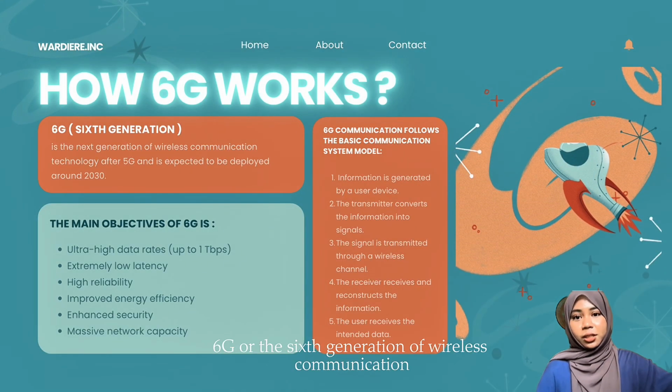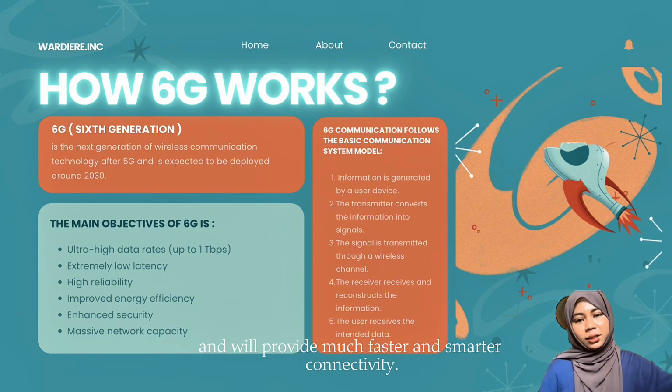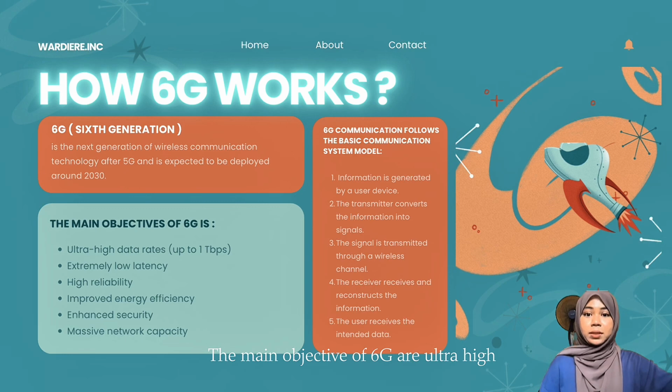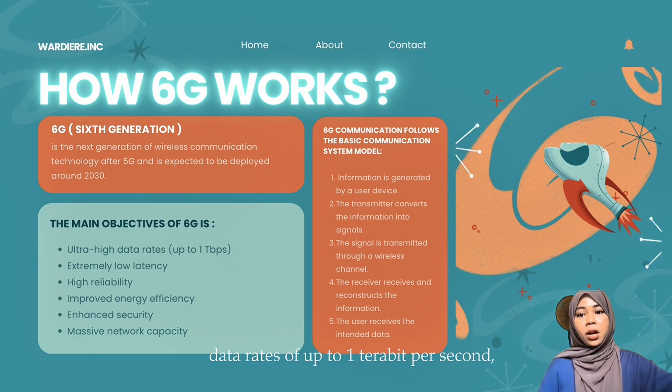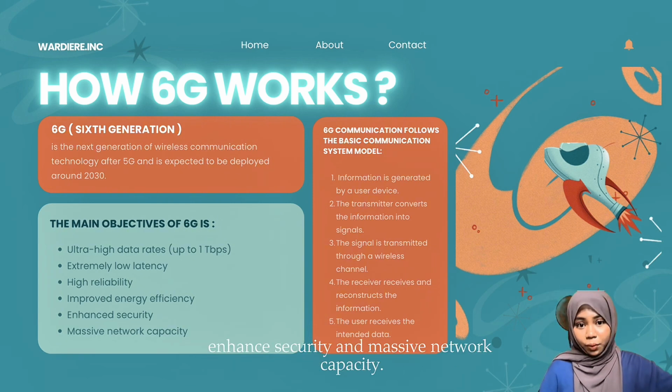6G, or the 6th generation of wireless communication, is expected to be deployed around 2030 and will provide much faster and smarter connectivity. The main objectives of 6G are ultra-high data rates of up to 1 terabit per second, extremely low latency, high reliability, improved energy efficiency, enhanced security, and massive network capacity.